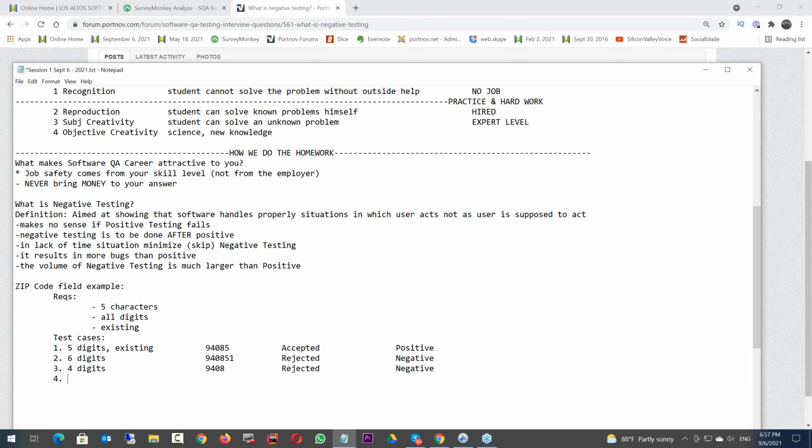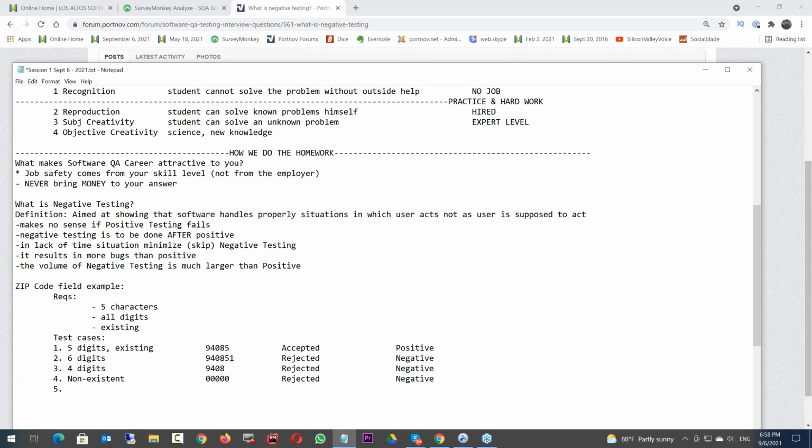So now we look at something non-existent. Let's do 0, 0, 0, 0, 0. 5 zeros. All digits, but it's rejected, and there's going to be another message probably saying it's not a valid zip code, and it is negative because you're not supposed to come up with garbage as a user.